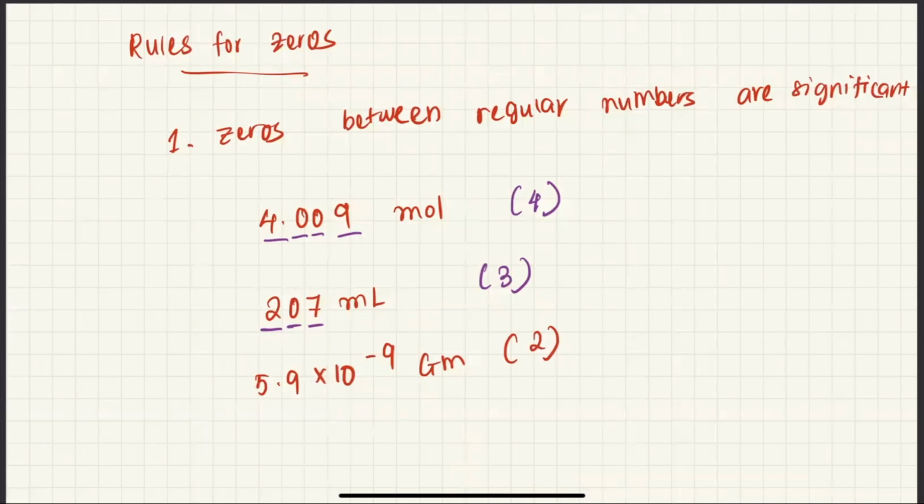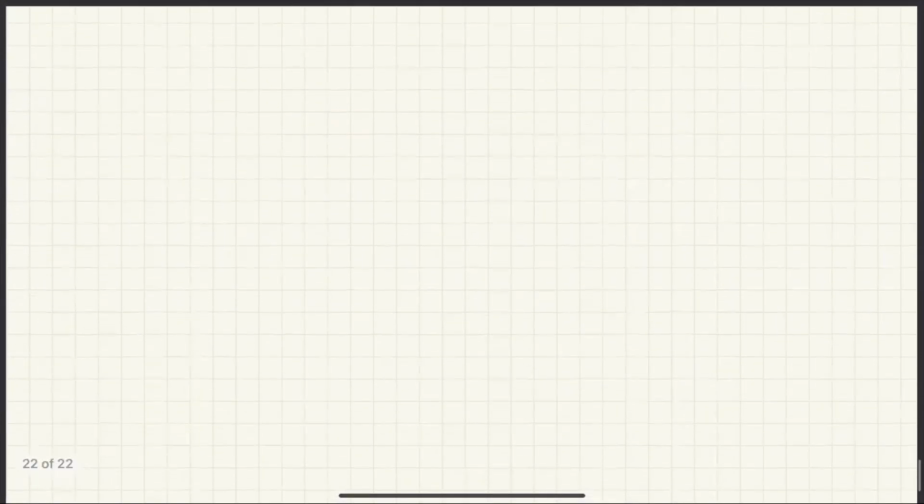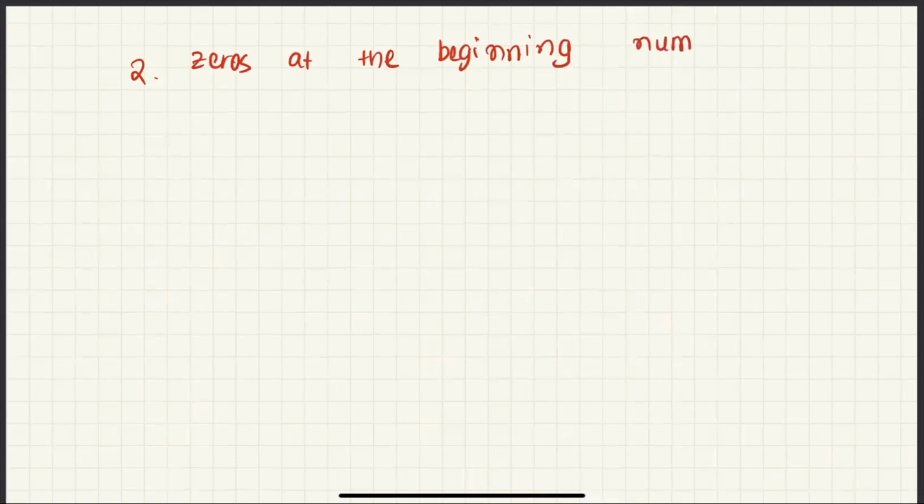So the first rule was zeros in between regular numbers are also significant. Now let's come to the second rule. The second rule says that zeros at the beginning, guess what, are they going to be significant or not significant? They are not significant. Zeros in the beginning of a number are not significant.